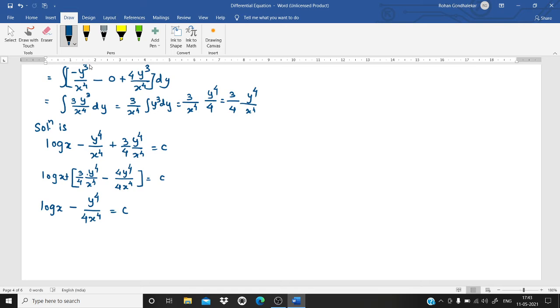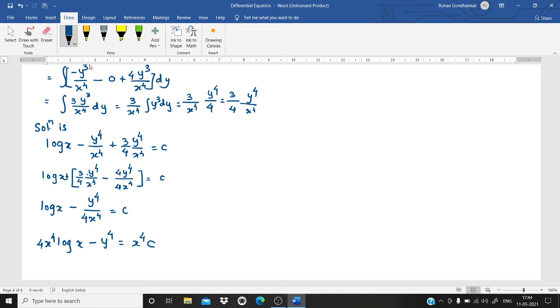So now what? We multiply by 4x raised to 4 throughout. So the answer is 4x raised to 4 into log x minus y raised to 4 is equal to x raised to 4 into c. Now in this problem, I have not taken log c. If you're not taking the log c, it's okay.